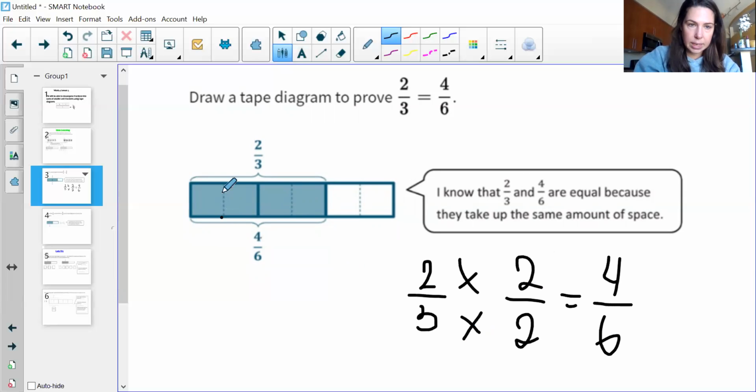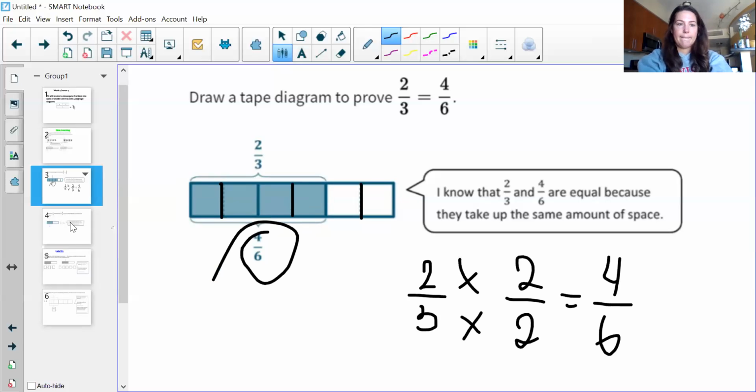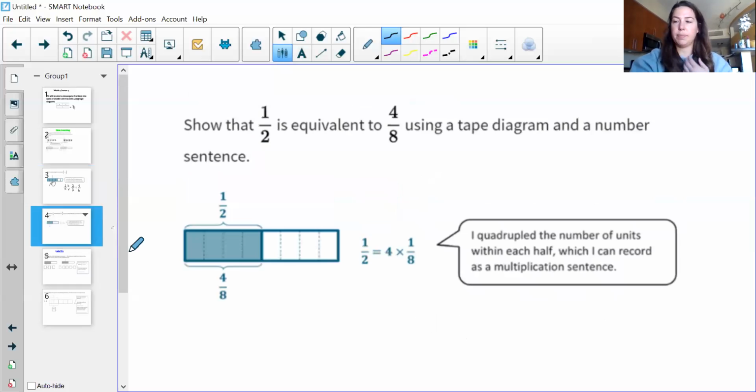So that's what we did here. We're cutting it. So now I have a total of 6 pieces: 1/6, 2/6, 3/6, 4/6, 5/6, 6/6, and 4 of them are shaded. So we get 4/6. All right, let's take a look at this one.